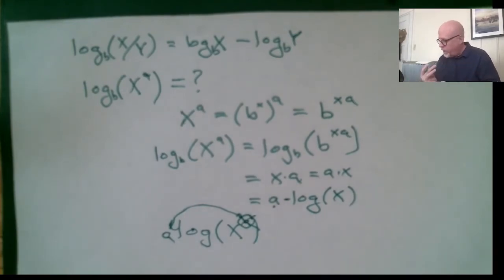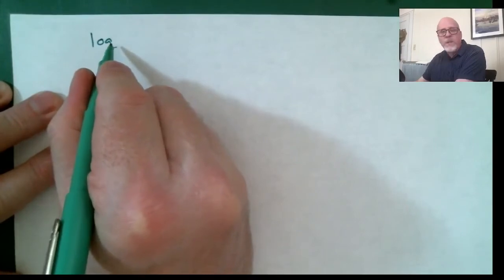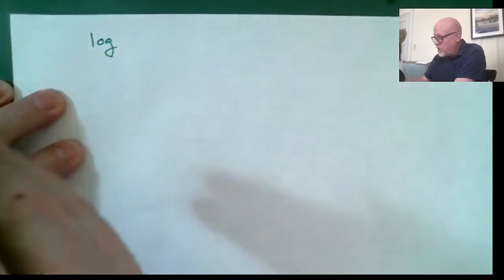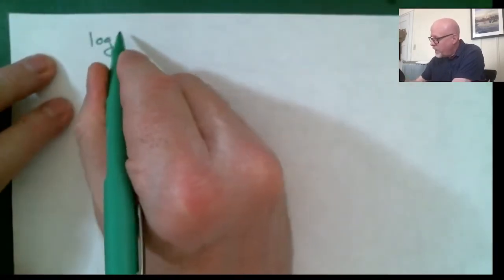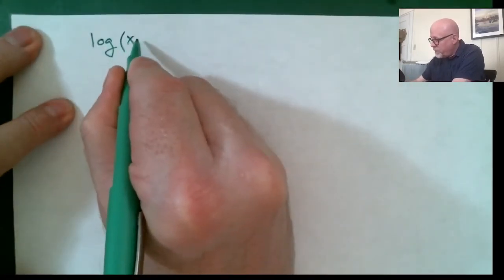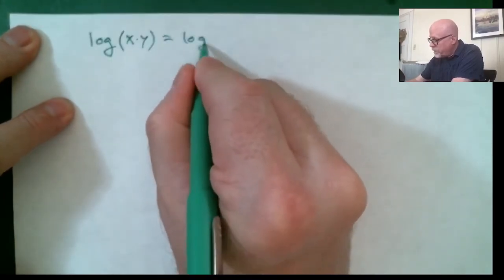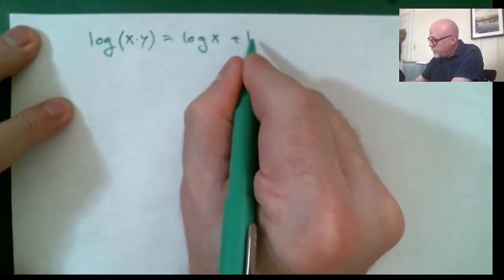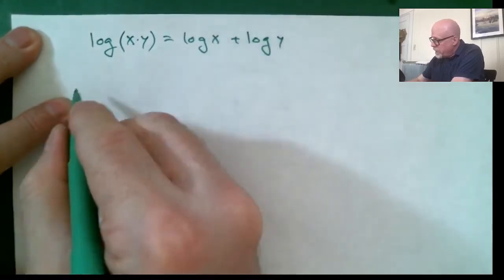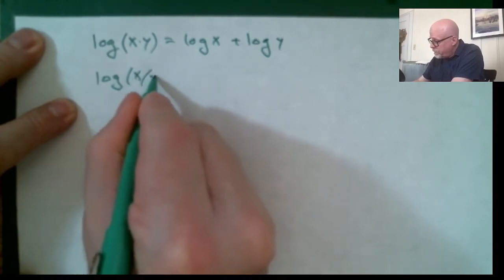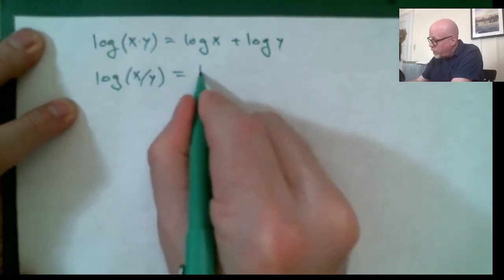Okay, so let's do a quick review. I'm going to write log because this is true for every logarithm. It doesn't matter what the base is, as long as you use the same logarithm on both sides. The logarithm of a product ends up being the sum of the logs. The logarithm of a quotient is the difference of the logs.